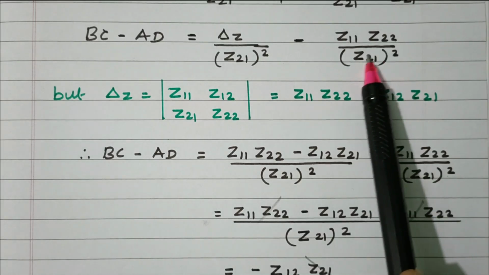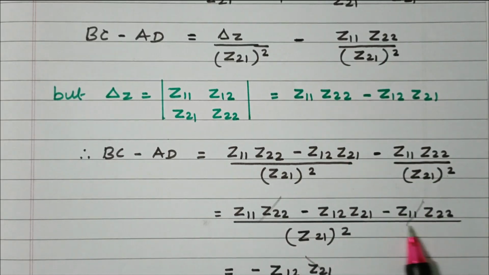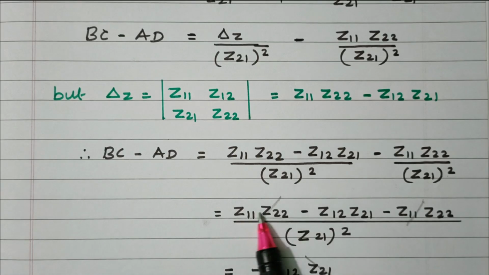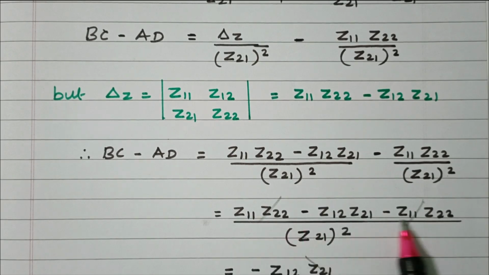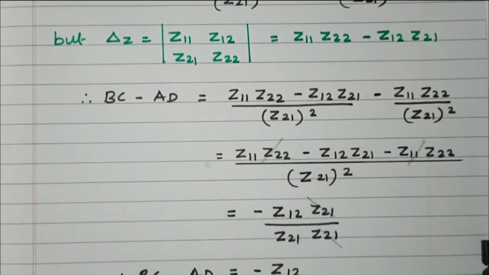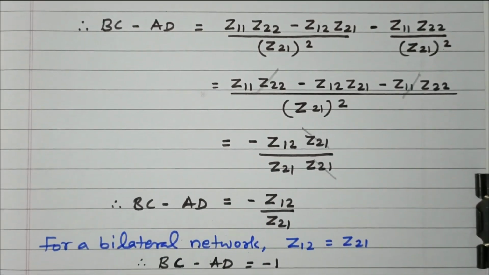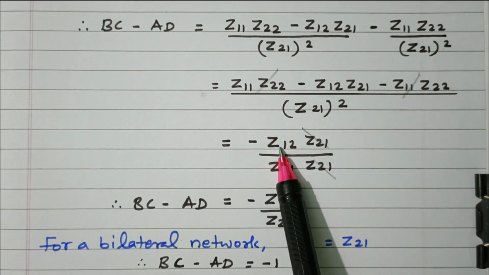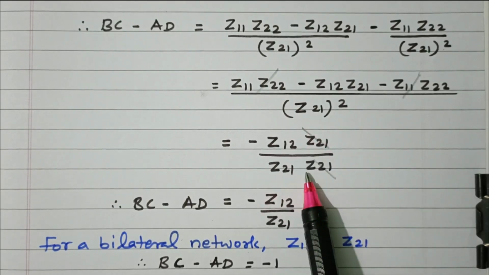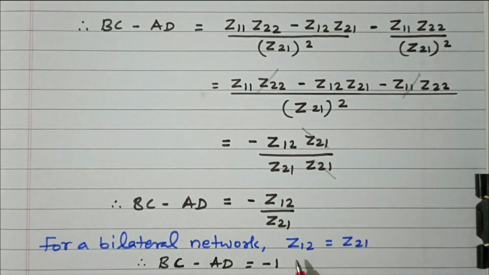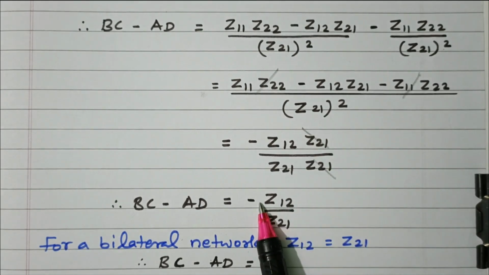That is this value. Now you will take the LCM. Both the denominator values are the same. So we will take the LCM. So this becomes term 1 minus term 2, minus term 3. These two are available. This is plus, this is minus. So they got cancelled. So only we have this value: minus Z12 into Z21 divided by Z21 square, which is written as Z21 into Z21. So these two values got cancelled. So finally what we have? Minus Z12 divided by Z21.